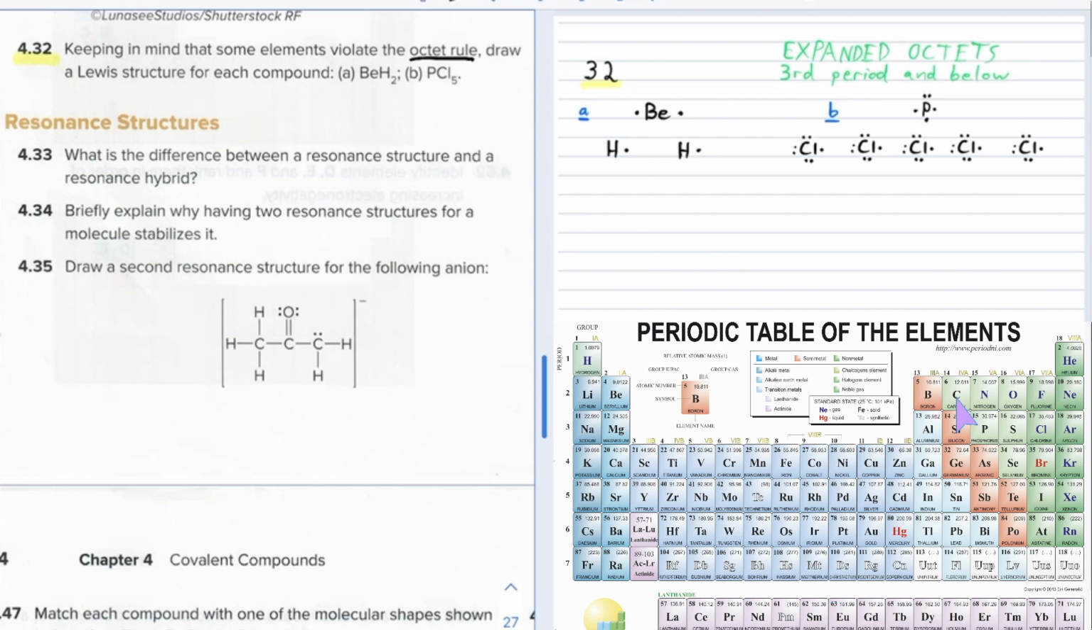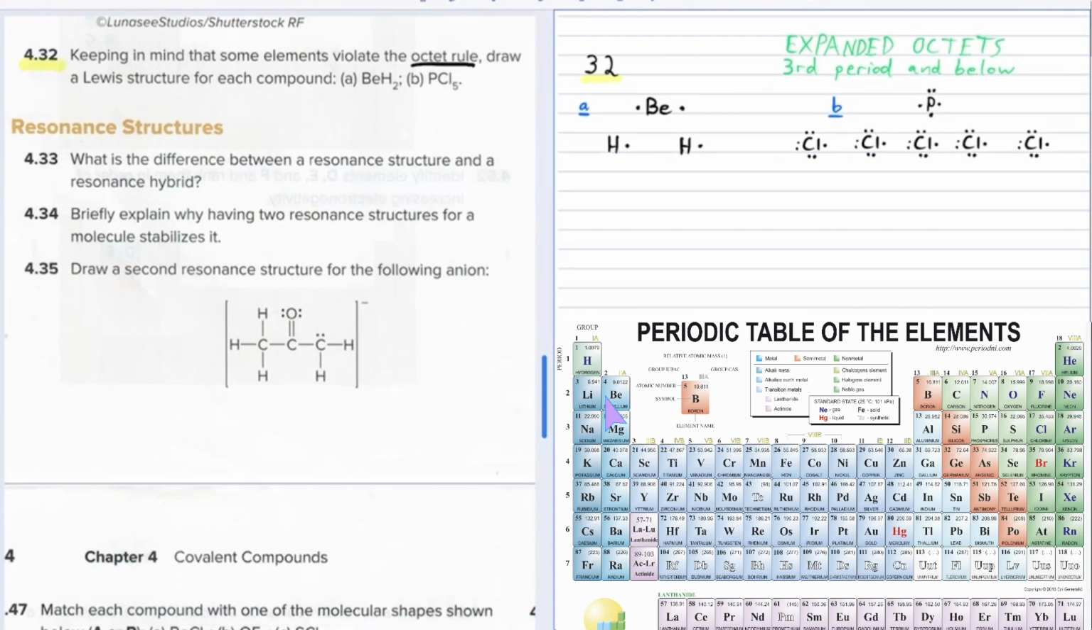The notable exceptions for elements that have less than an octet are boron. Boron tends to have 3 bonds, which result in a hextet. And then beryllium. Beryllium tends to form 2 bonds, which result in a quartet. So let's take a look at beryllium first, because that's the one in A.